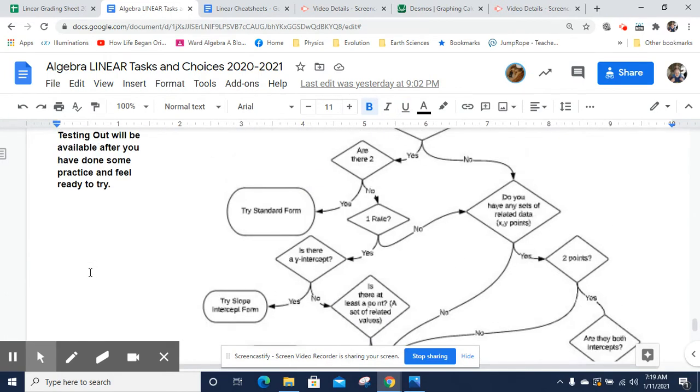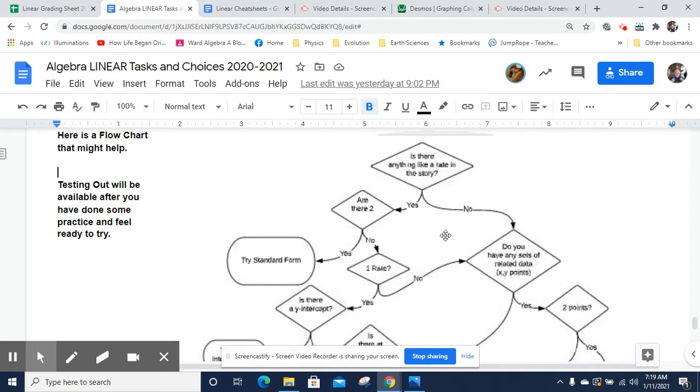we start off with the question, is there anything like a rate in the story? In fact, yes, there is. There's $27 per ticket. Okay, so we follow yes. Are there two rates? Well, no, there's not. There's just the one rate of $27 per ticket. Okay, so we go, no, there is one rate. If there were two rates, we'd try standard form. So we're not going to try standard form probably.